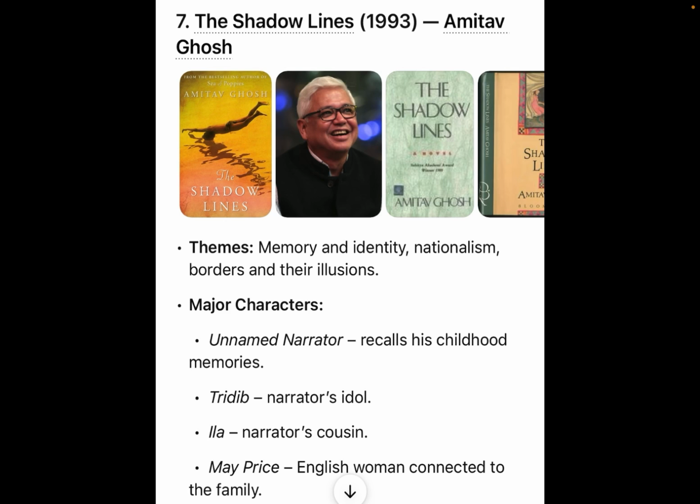So this novel is divided into two parts, and this is one of the most important works of Amitabh Ghosh, because it is because of this work he has won the Sahitya Academy Award, right? So for that purpose this work is very important. So we have major characters like Ila, we have Tridip, and then we have an unnamed narrator who recalls his childhood, and then we have May Prince. She was an English woman connected to the family of Ila and Tridip, right?